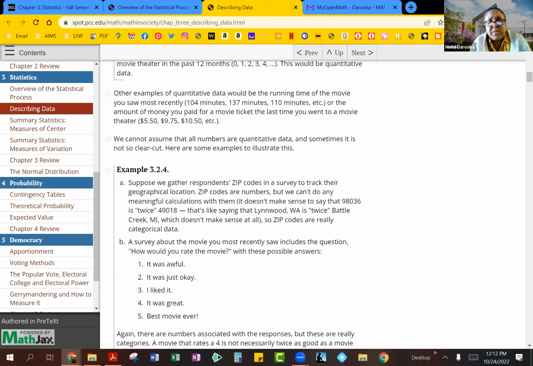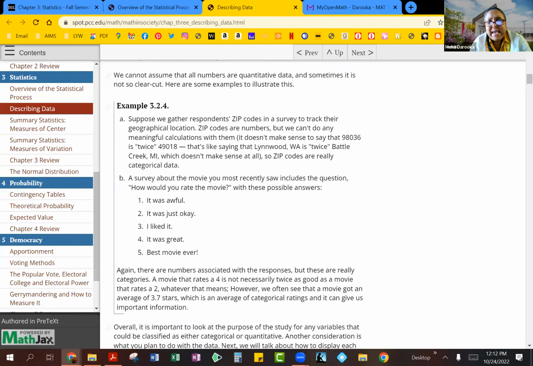So we cannot assume that all numbers are quantitative. Sometimes it is not so clear cut. In this case, you have numbers, but they're not really quantitative data. For example, gathering zip codes in a survey to track geographical location. Zip codes are numbers, but you can't just add all the zip codes and get some number from it, right? Because a zip code is just to identify a geographical location. So you wouldn't be able to treat them as quantitative data.